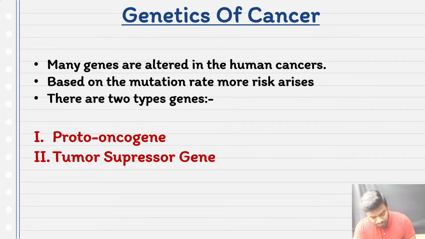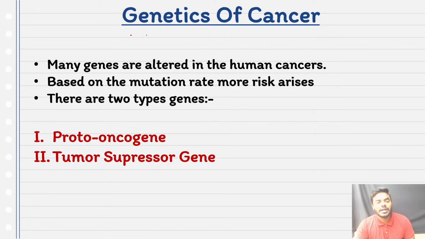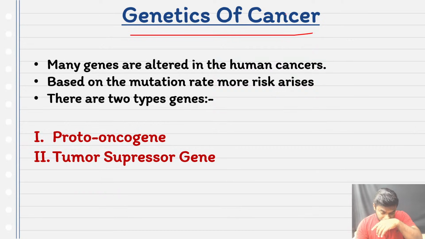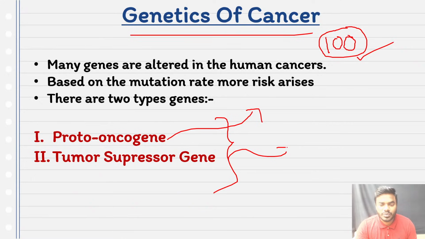Is it? Later what we have started? Friends, later we have started studying about the genetics of the cancer. Correct na? So when we are studying the genetics of cancer, I'll quickly summarize in 1 minute. We have understood that there are more than 100 critical cancer genes identified. What friends? There are more than 100 critical cancer genes identified, but all those critical cancer genes are categorized into two types, proto-oncogene as well as the tumor suppressor gene.